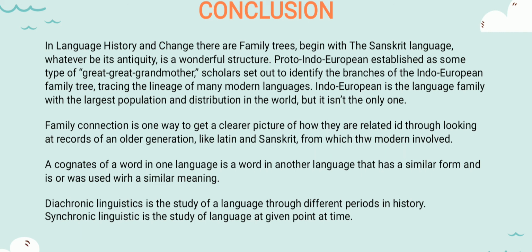Family connection is one way to get a clearer picture of how languages are related, through looking at records of an older generation, like Latin and Sanskrit, from which the modern languages evolved. A cognate of a word in one language is a word in another language that has a similar form and is or was used with a similar meaning.